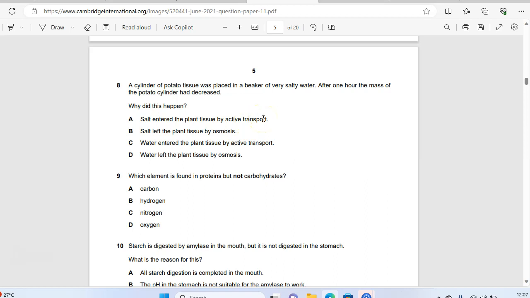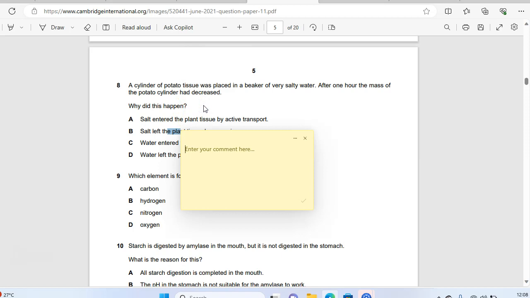okay, you have a cylinder of potato tissue. You just take a French fry and place it in a beaker of salty water. The conditions are hypertonic. Hypertonic condition. You're going to apply the concept of tonicity here. So the tonicity concept is going to be applied here.